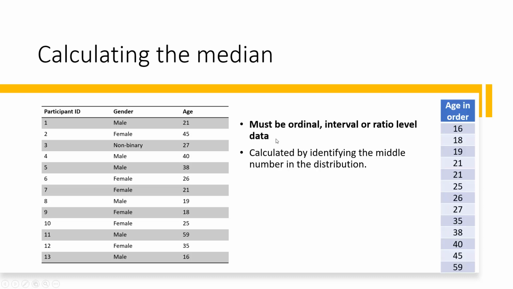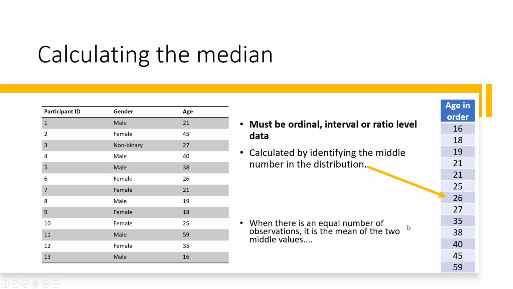In terms of the median, we need either ordinal data, and actually for ordinal data it is the best measure of central tendency, or we can use interval or ratio level data, and we'll see why we might do that in a moment. So the median can be calculated when you have ordinal, interval or ratio level data. What we have to do is to put all of the observations in the distribution in order first, and then we have to pick out the middle number. So we know we have 13 observations here, so we'd have to get to number 7 in the distribution. So 1, 2, 3, 4, 5, 6, 7. So we can see our median is 26.